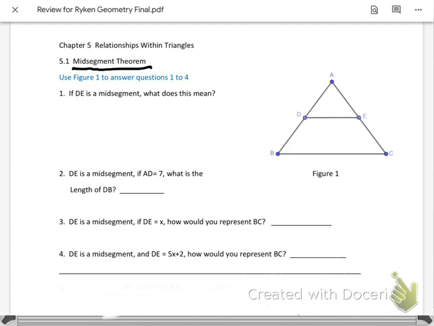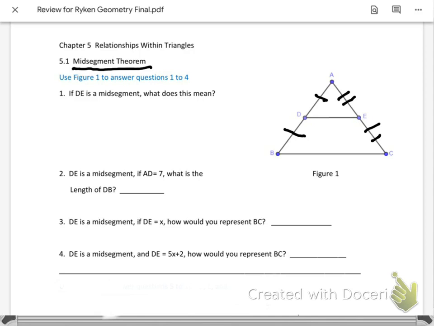So, I tell you that if DE is a mid-segment, what does that mean? So here is DE. The second I tell you that that's a mid-segment, what I'm telling you is that D is a midpoint of the line segment AB, so therefore those two pieces are equal, and E is a midpoint of the line segment AC, and therefore these two pieces are equal. Alright, so that's what I'm telling you when I tell you that you have a mid-segment.